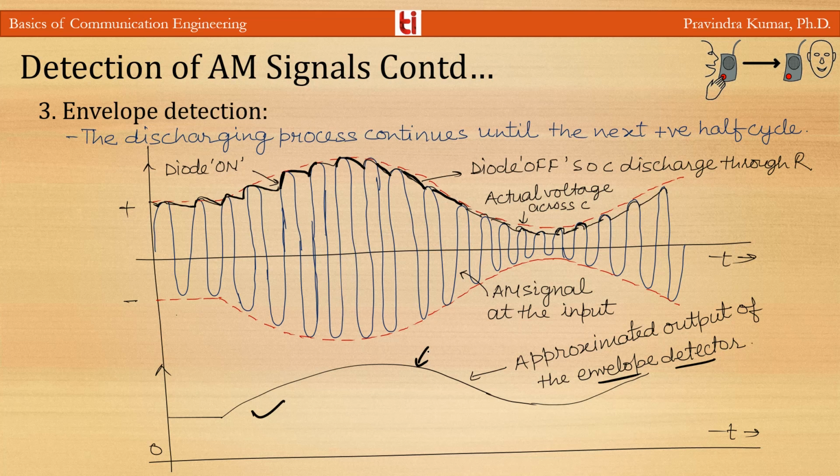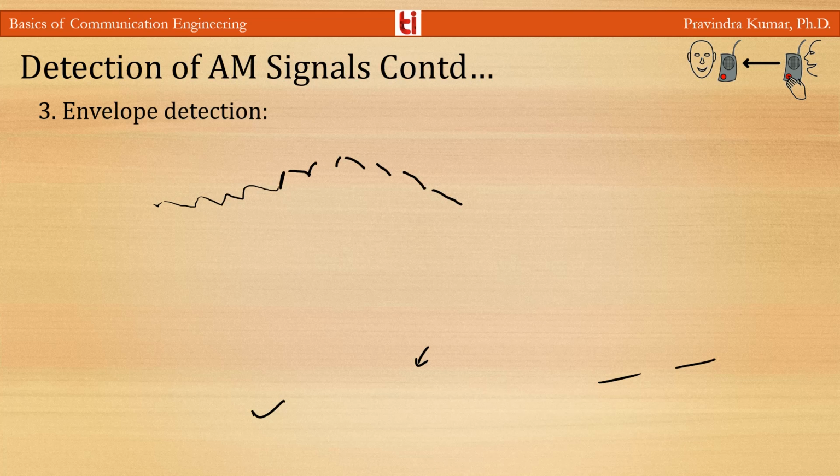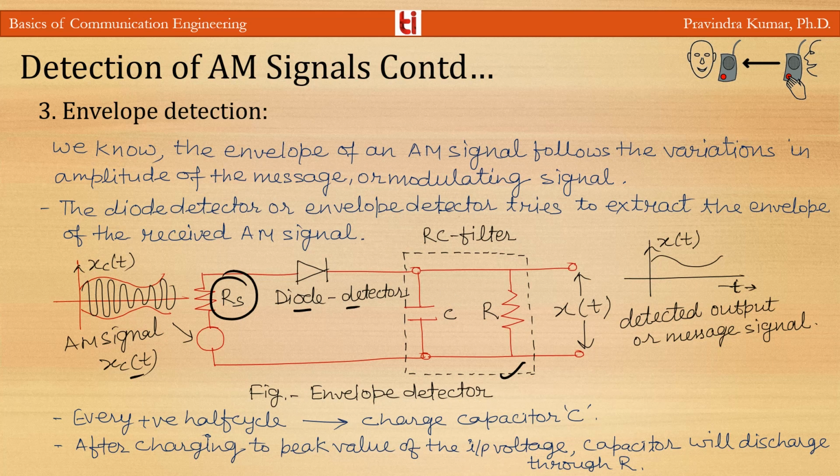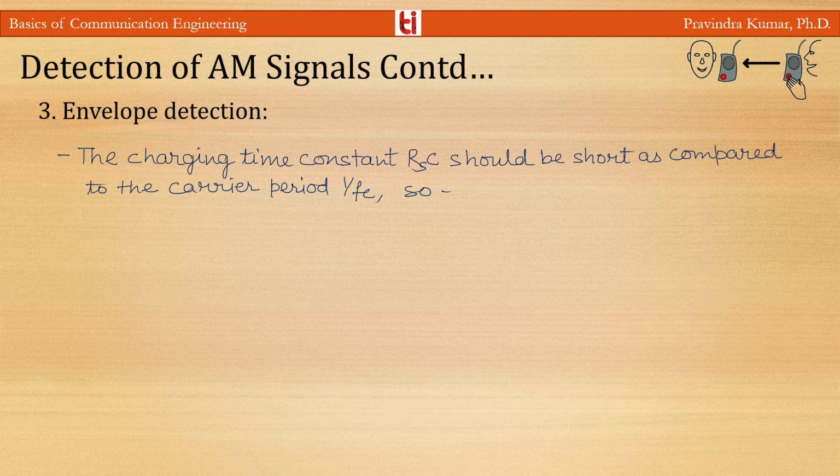Here we have assumed that the diode is ideal, which presents zero resistance when it is on and infinite resistance when it is off. The capacitor charges through the diode D and source resistance R_s. This is the source resistance, and the capacitor is charged through this diode and source resistance and discharged through load R when the diode is off. So the charging time constant R_s C should be short as compared to the carrier period 1/f_c. So R_s C, the charging time constant, should be very much less than 1/f_c.